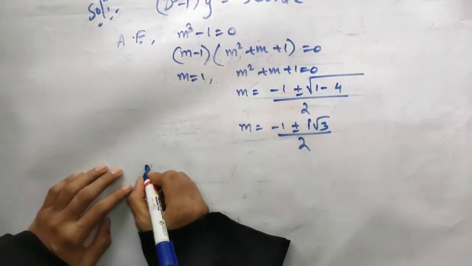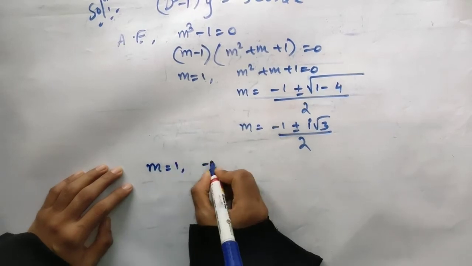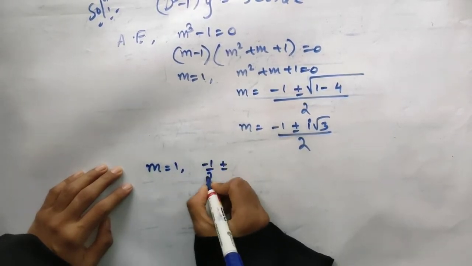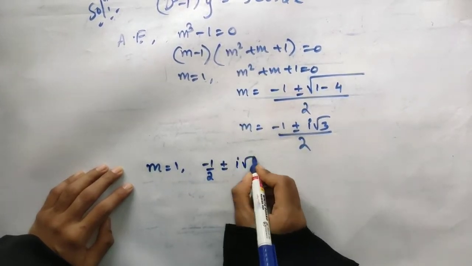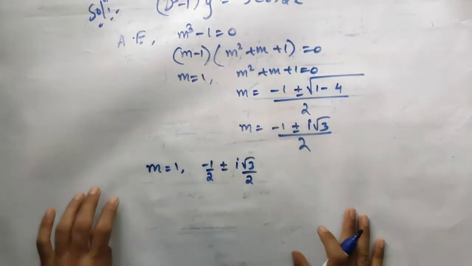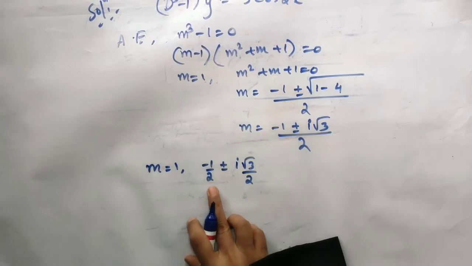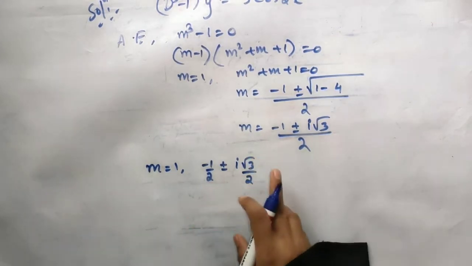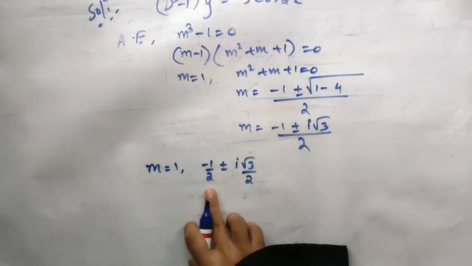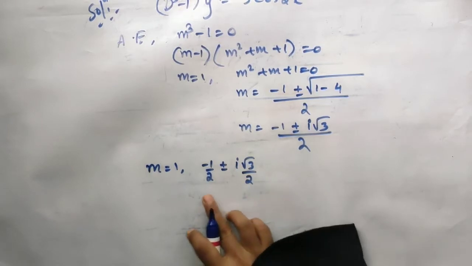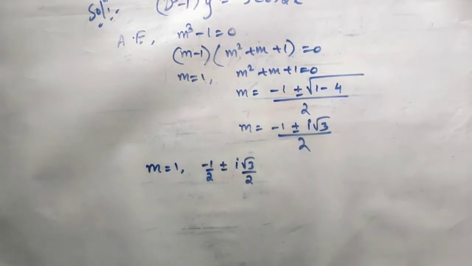So m equals 1, and minus 1 by 2 plus or minus i root 3 divided by 2. These are the roots. The first root is 1, the second root is minus half plus i root 3 divided by 2, and the third root is minus half minus i root 3 divided by 2. The two are complex, and the first root is real. So now we have to write yc accordingly.